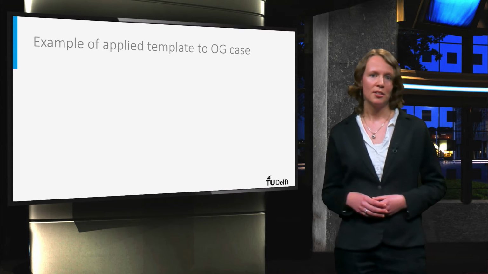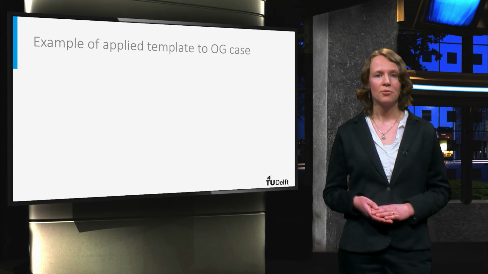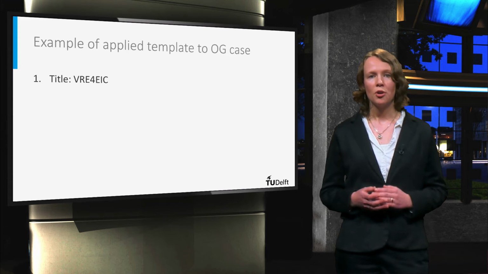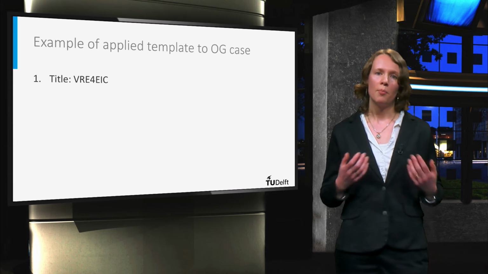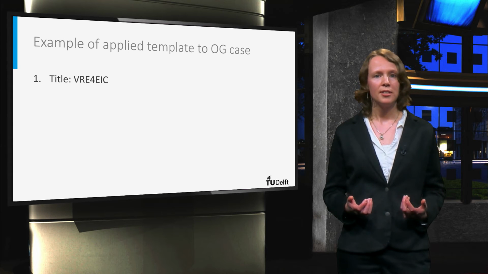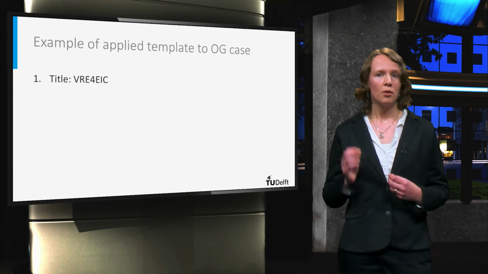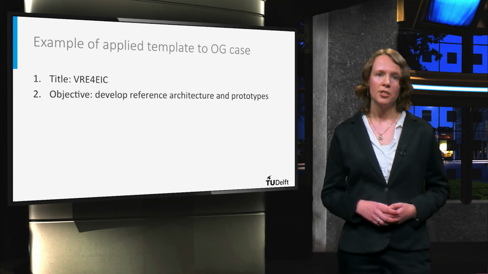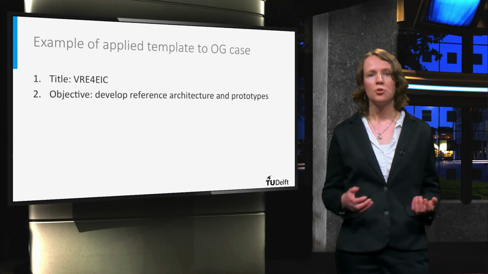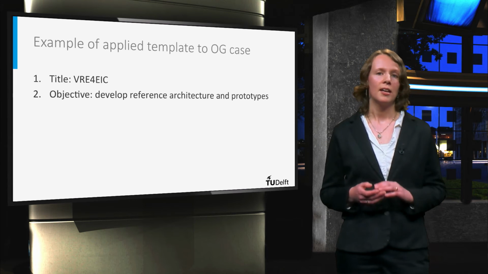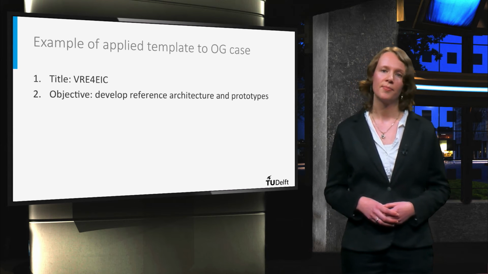The case that we will discuss is called the VRE for EIC project, which stands for a Europe-wide interoperable virtual research environment, or VRE, to empower multidisciplinary research communities and to accelerate innovation and collaboration. The objective of the VRE for EIC project is to develop a reference architecture and prototypes to be used for future VREs, including building blocks that can be used to improve existing VREs.